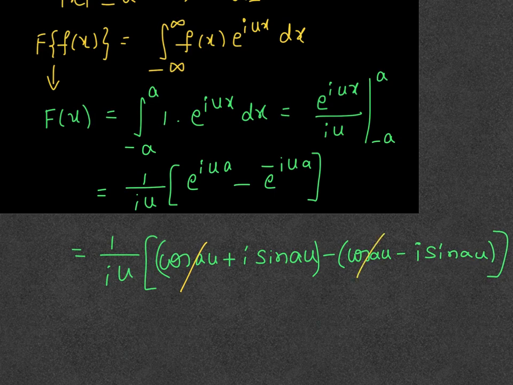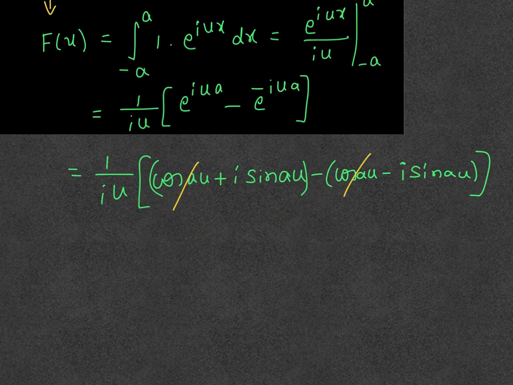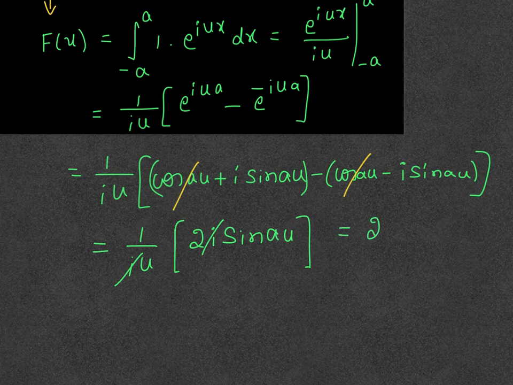So here cos au minus cos au gets cancelled. We get what? It is 1 by iu. So what is remaining? It's 2 times i sin au. Okay, now i gets cancelled. So our answer becomes 2 sin au by u. This is our required Fourier transform.